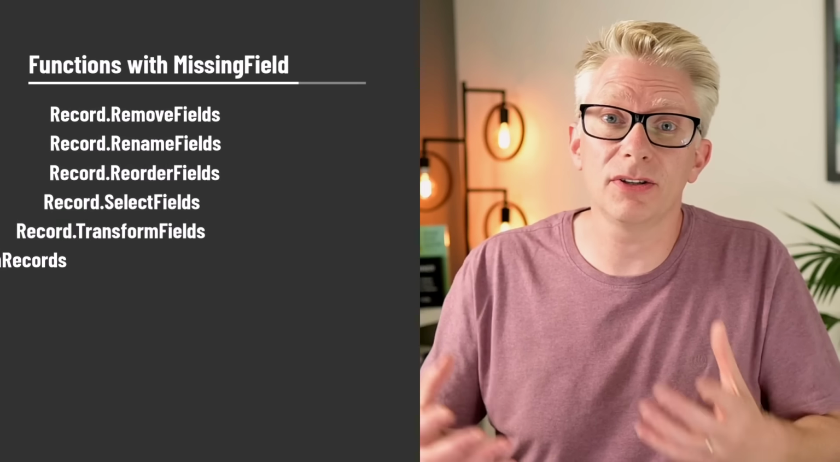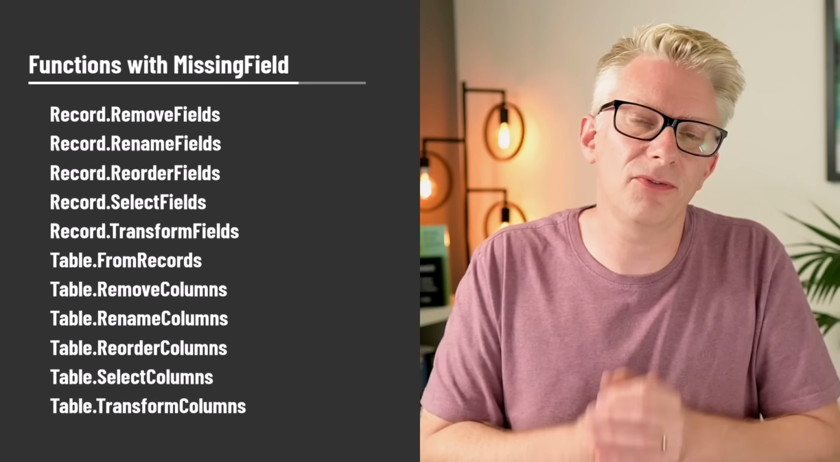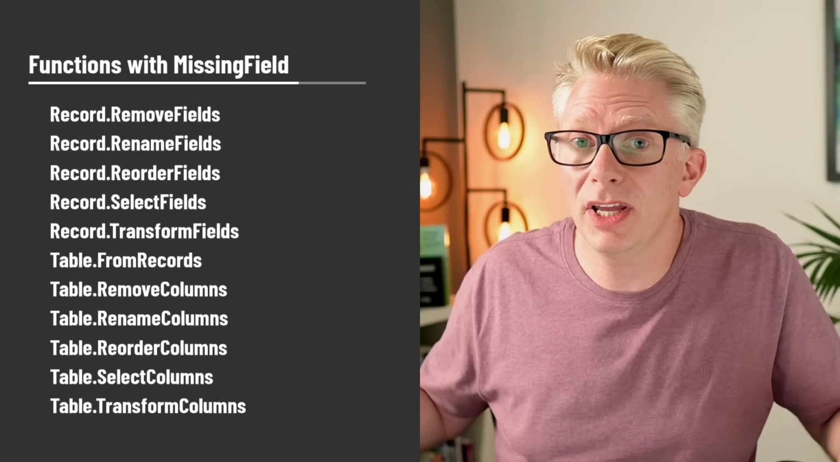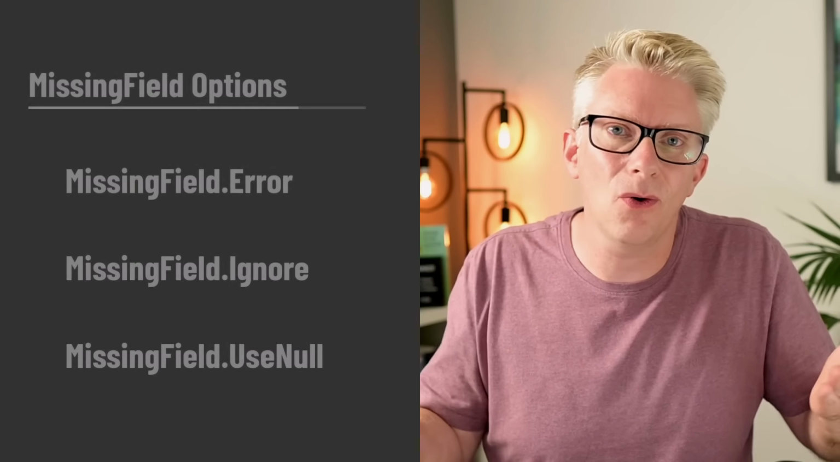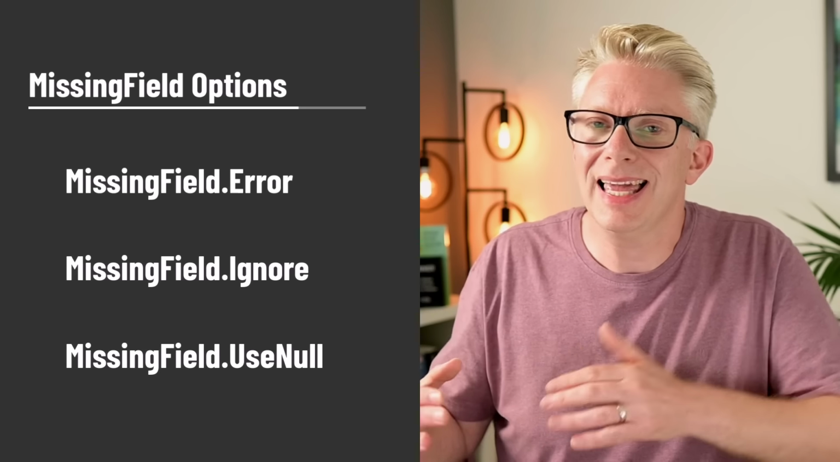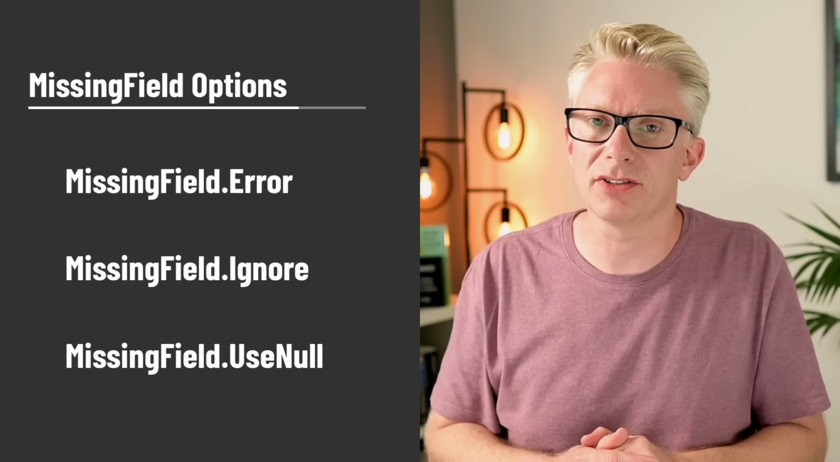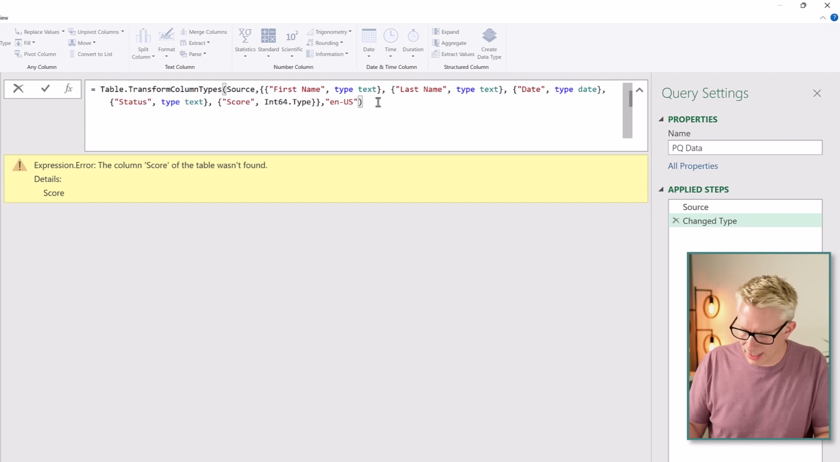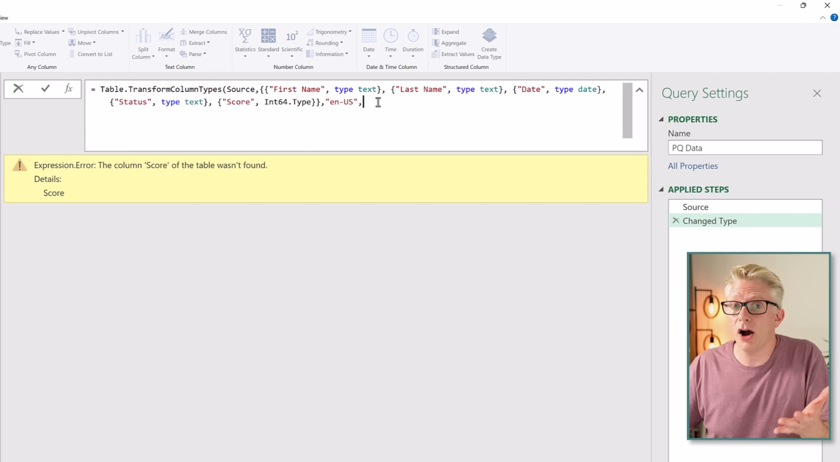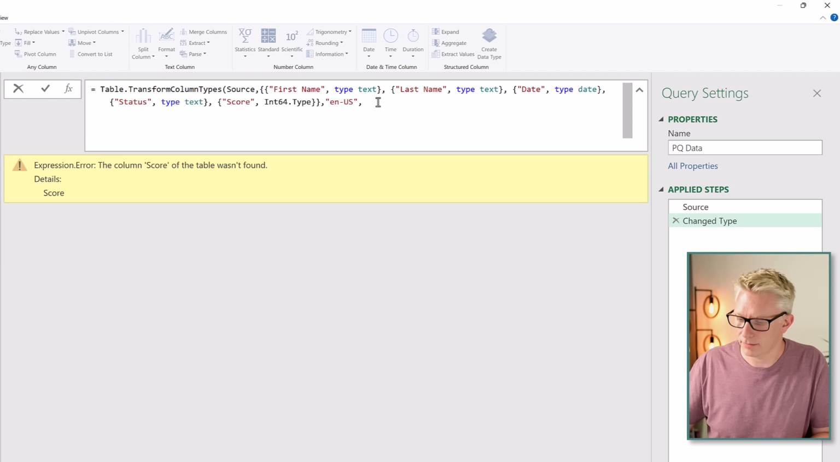Now there are lots of functions which have the missing field enumeration. And when we use MissingField.Ignore or MissingField.UseNull, it handles that error for us. But Table.TransformColumnTypes doesn't have this argument, or didn't have this argument. Unfortunately, there isn't another argument in here for missing field.